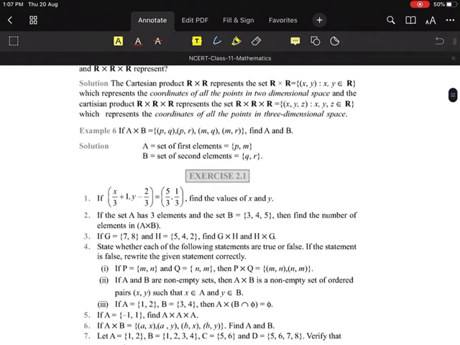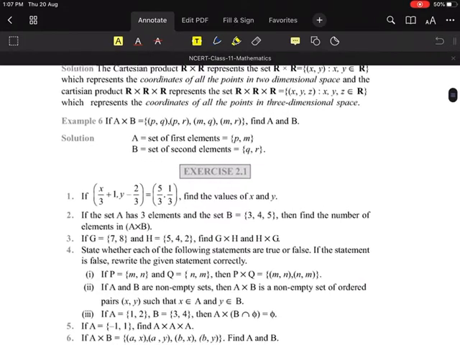I hope you guys have gone through the videos of this chapter. So let us start with exercise 2.1. The first question is given like this: (x/3 + 1, y − 2/3) = (5/3, 1/3).